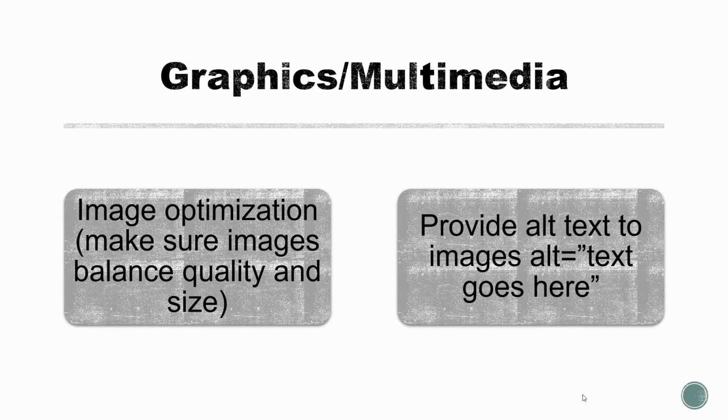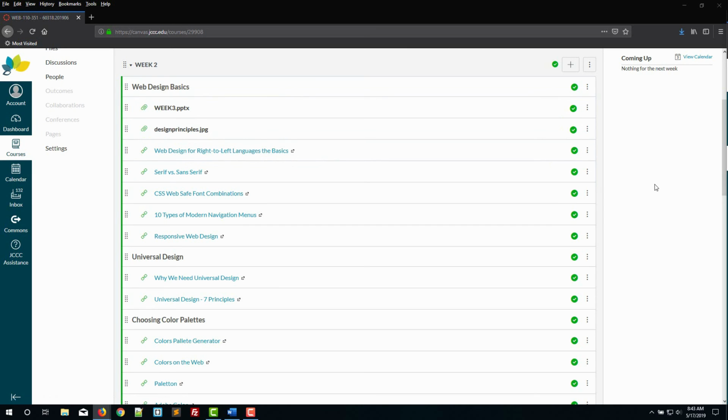Graphics and multimedia, you want to make sure that you optimize your images and make sure your images balance quality and size. So if they are too large, they're going to make it very difficult for the page to load, but you don't want your images to be too low of quality. You want to provide alternative text to your images. So if somebody can't see the images or if they aren't loading quickly, there is alternative text that people can see instead. So that's going to be it for looking at the PowerPoint.